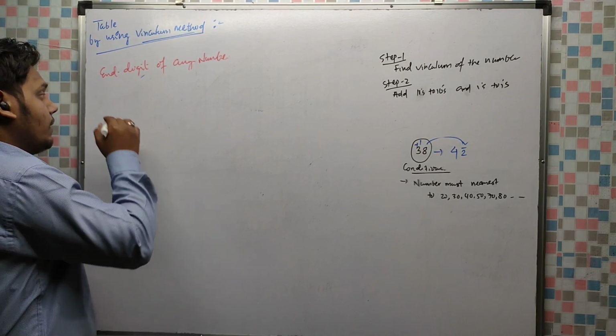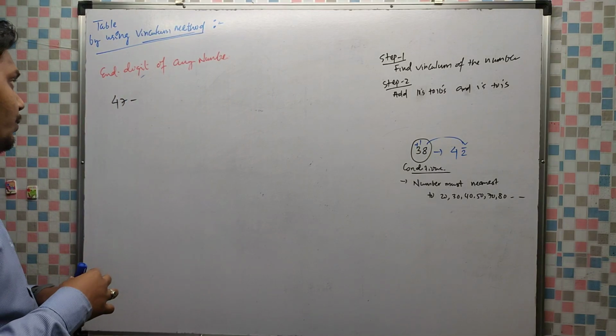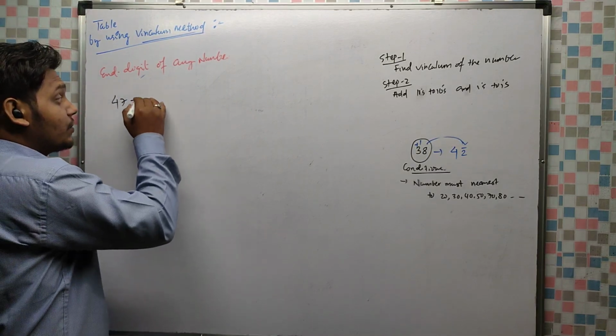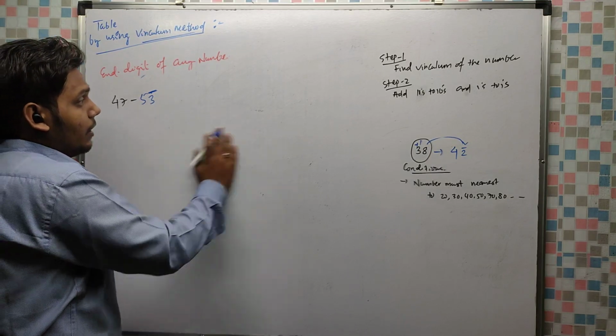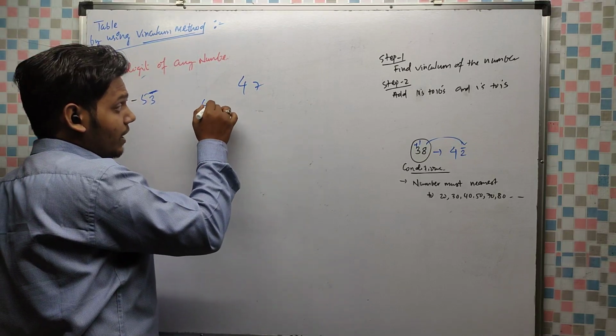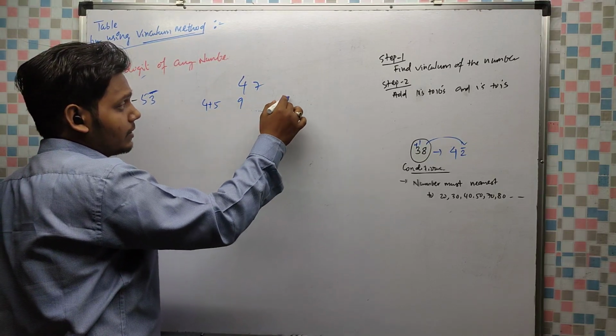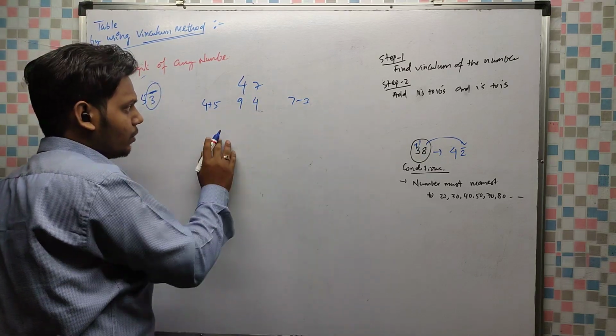Suppose a number is given to you, 47, which can be written as 5 3 bar. Now what do I have to do? First I have to write 47. Now 4 plus 5 is 9. 7 minus 3, here 3 bar, 7 minus 3 is 4.